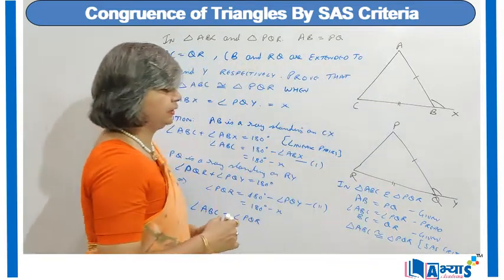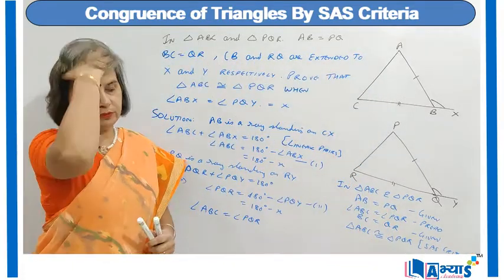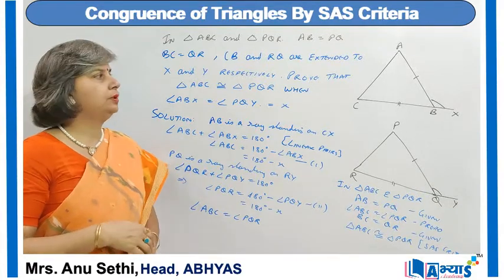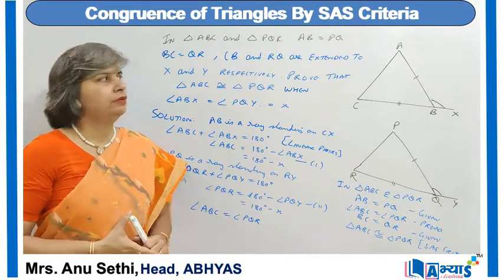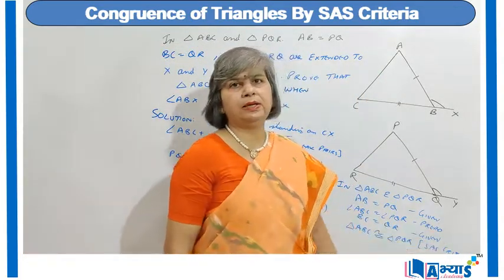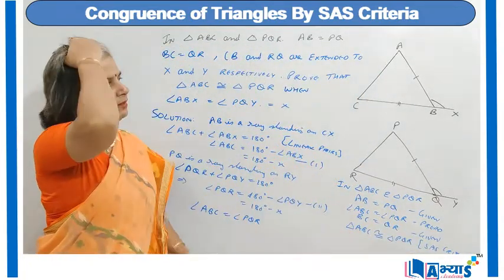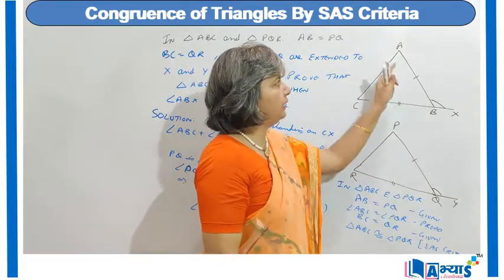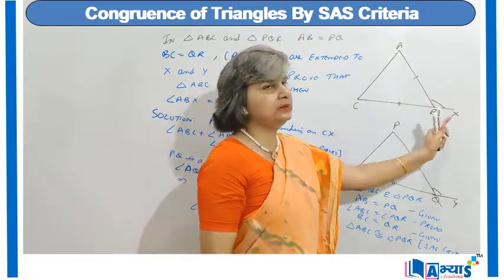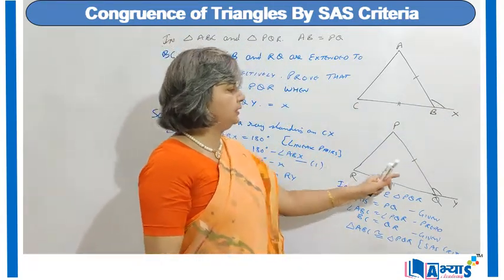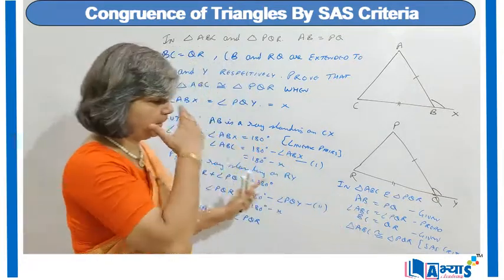So this is how we can use the SAS criteria for congruence to prove that the two triangles are congruent. For this we were given that ABX and PQY are equal, and as they are linear pairs with ABC and PQR, because when AB is the ray and CX is the line, the sum of the two angles is equal to 180 degrees. Similarly, these two angles will sum up to 180 degrees.